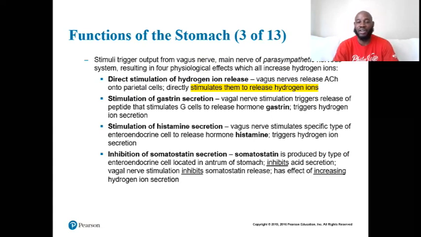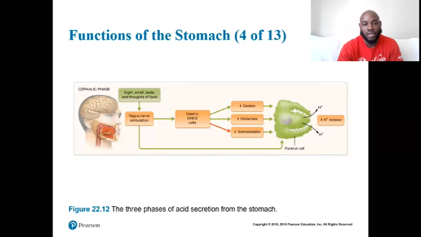and inhibition of somatostatin secretion. Somatostatin is produced by a type of enteroendocrine cells located in the antrum of the stomach, which inhibits acid secretion. So we inhibit the somatostatin, because that would inhibit the acid secretion. So those are the 4 different steps that happen. And basically the idea there is to increase your hydrochloric acid.